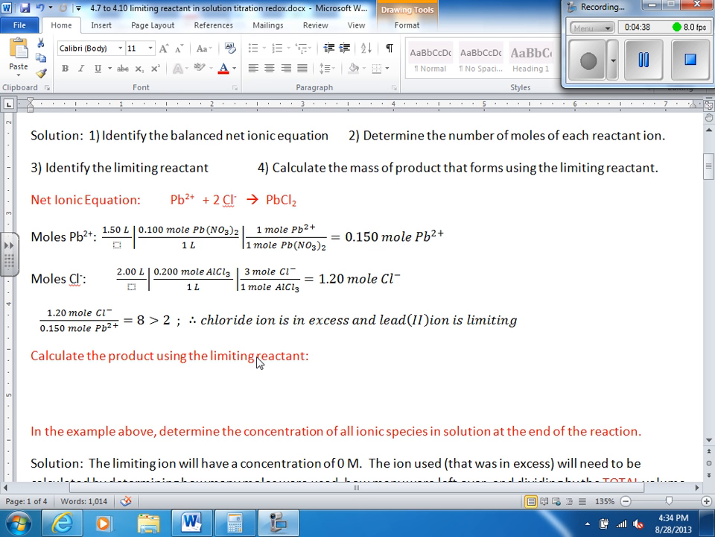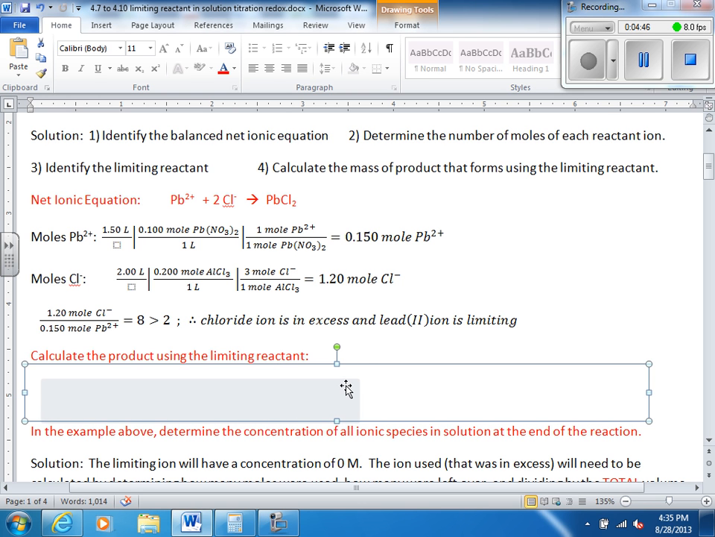So I can calculate the product that I'm going to make based on my limiting reactant. Go ahead and pause if you haven't already, and do that on your own, and I'm about to show you the solution.